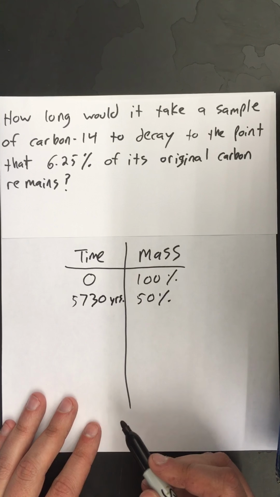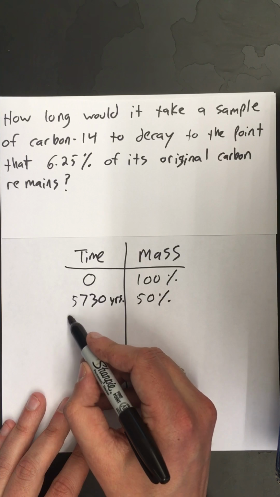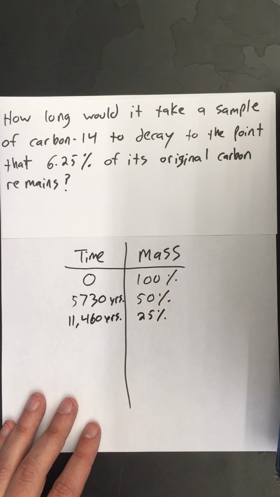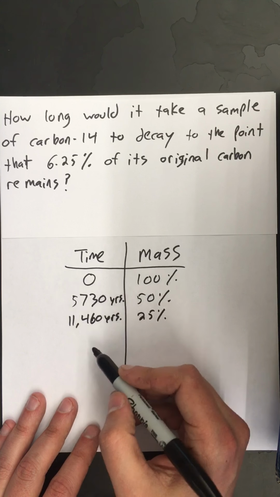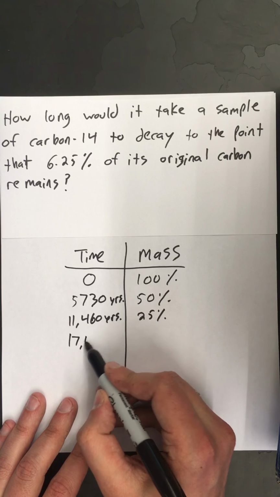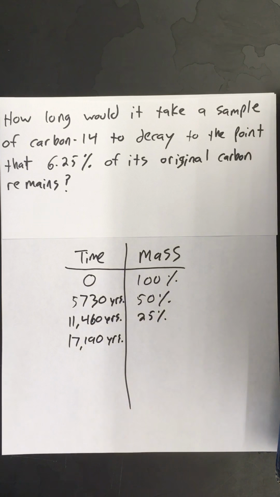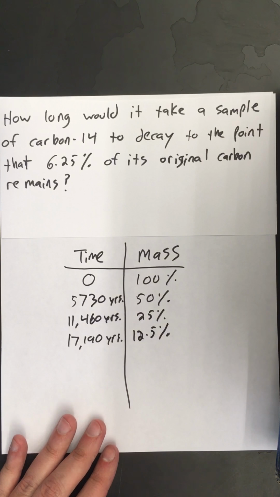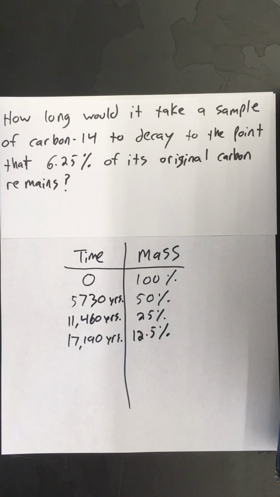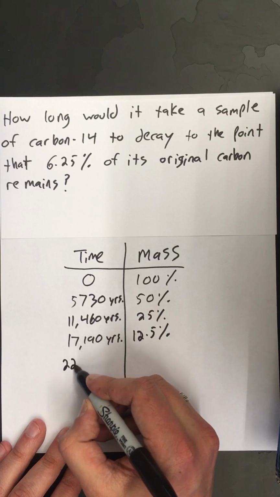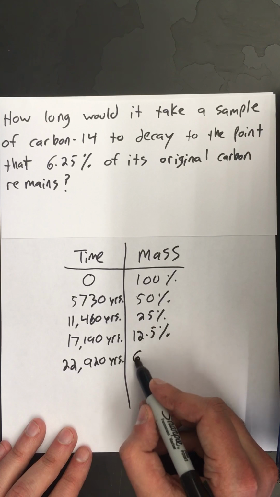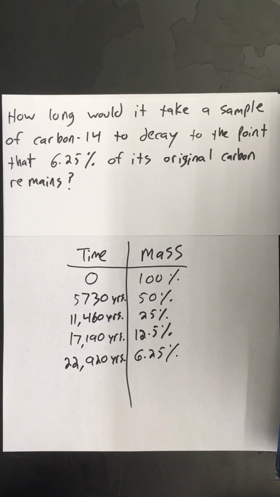And we just cut the mass in half. So we would cut it to 50%. And we're just going to keep on going. So 11,460 years gets us to 25%. Then we would go another half-life. So that would be 17,190 years. And that's going to get us to 12.5%. And we're getting pretty close now. We just have to go one more half-life. So that's going to be 22,920 years. And we cut that in half, and we get 6.25%. And that should do it for us.